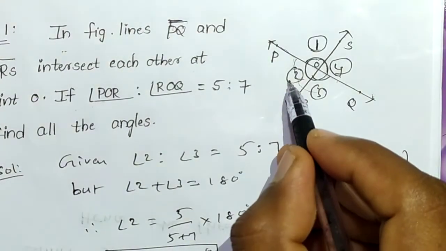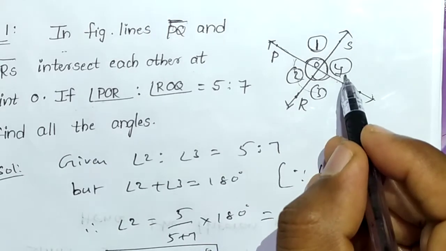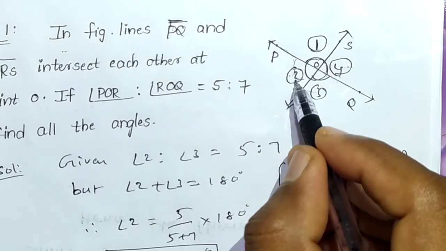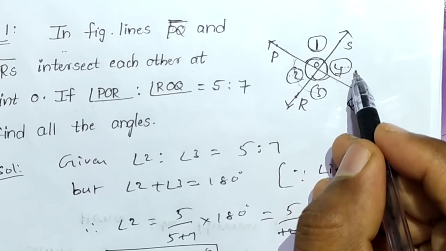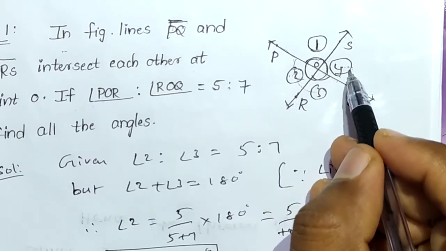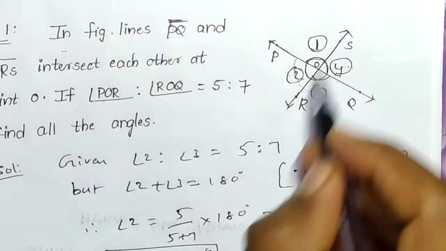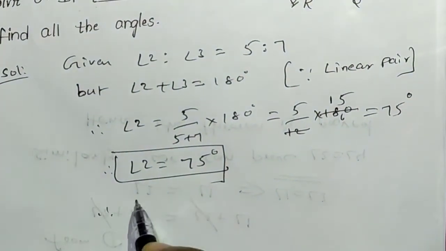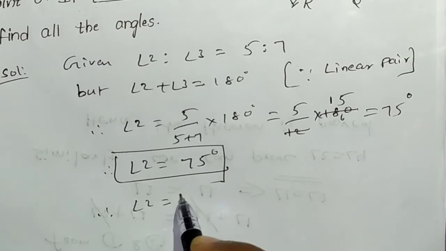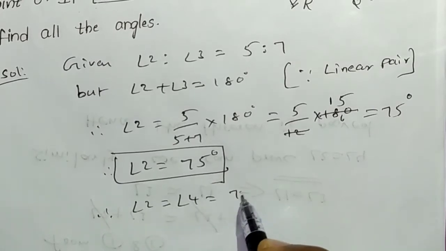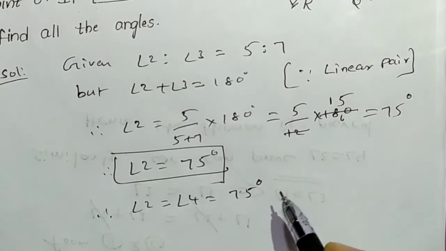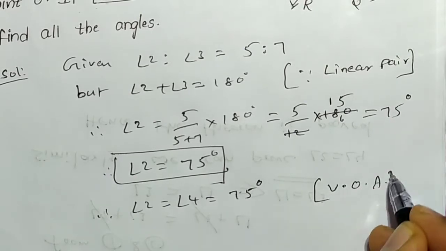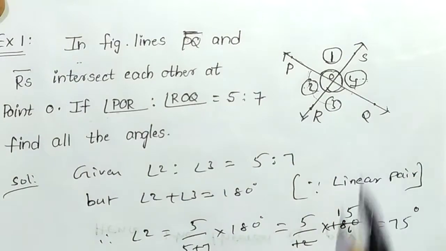If angle 2 equals 75 degrees, what about angle 4? These two are vertically opposite angles. Angle 2 is 75, which means angle 4 is also 75 degrees. Why? Vertically opposite angles are equal when two lines intersect at a point. Therefore, angle 2 is equal to angle 4 is equal to 75 degrees, because vertically opposite angles are equal.